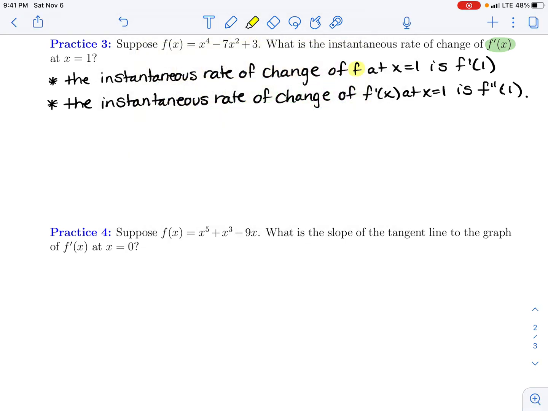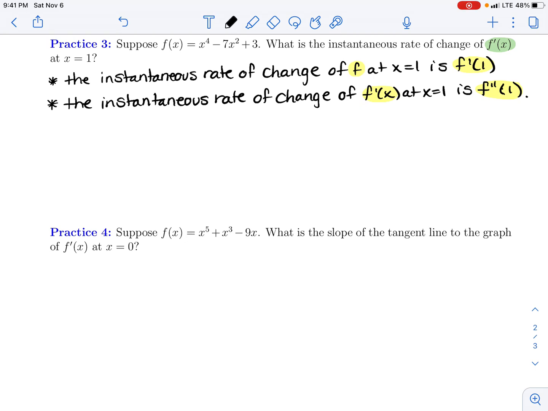Okay, so I'm going to just highlight these parts here so you can see it. So the instantaneous rate of change of f at x equals 1 is the derivative at 1. The instantaneous rate of change of f prime at x equals 1 is f double prime, or the second derivative, at 1. Okay, so you can see there what we are talking about.